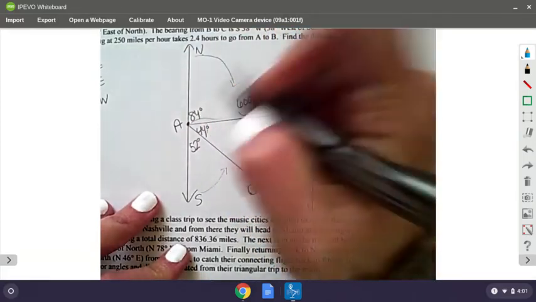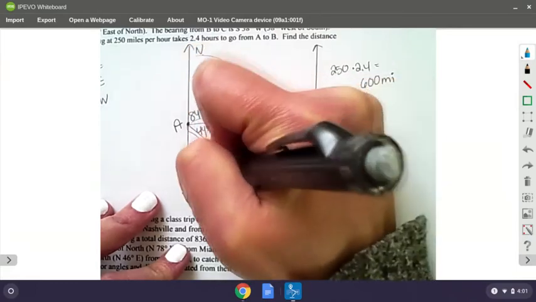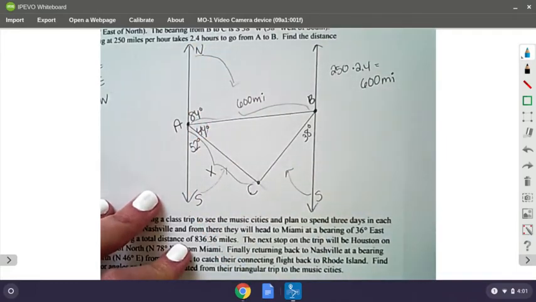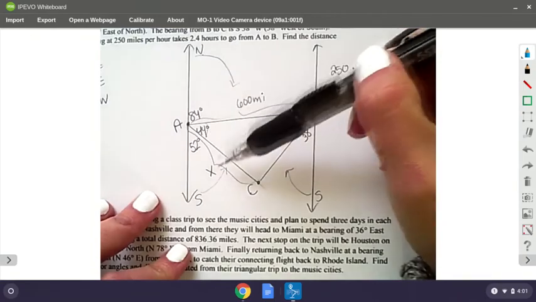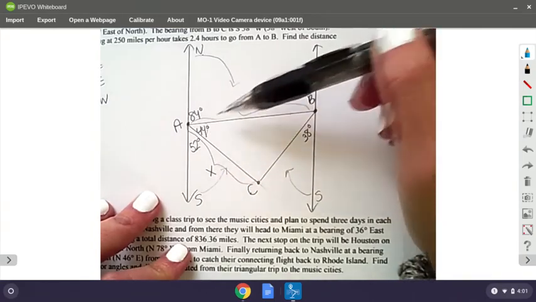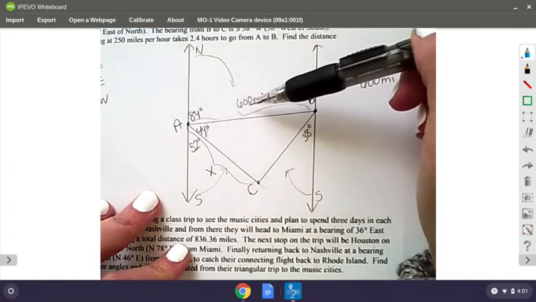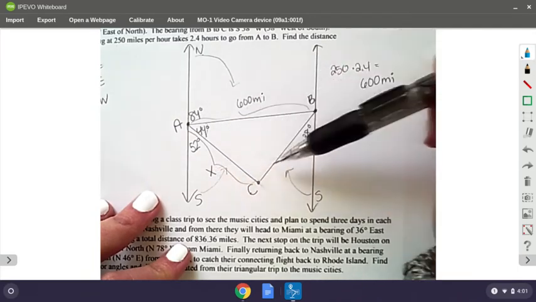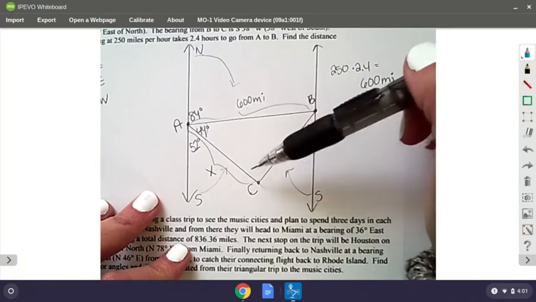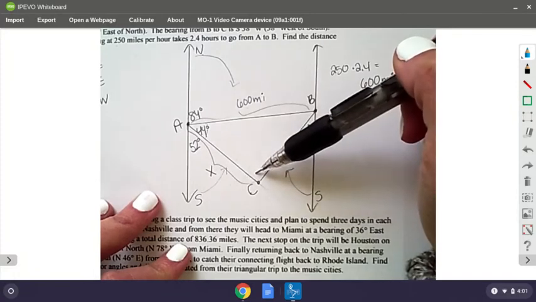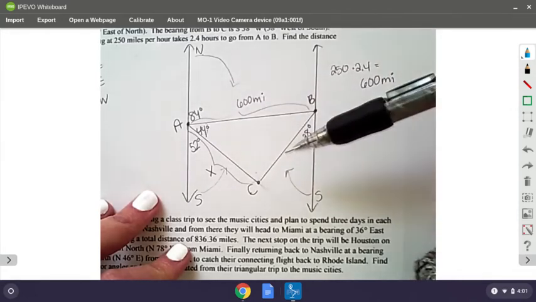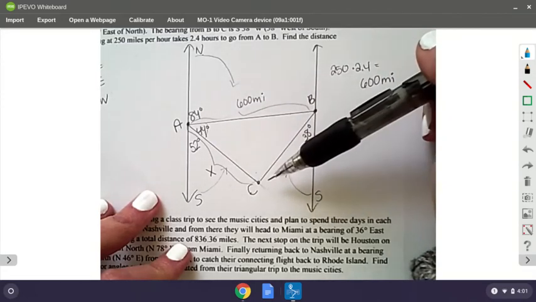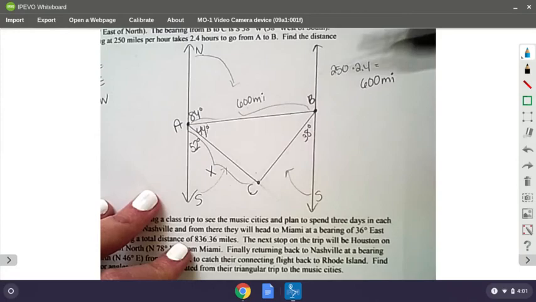This question is asking us to find the distance from A to C. So that's your X. Right now, only being given the 600 and the 44, we can't quite find X right away. We have to find the rest of these angles. This does look like it could be a right angle, but just to be sure, you have to actually find it using the angles that you're given.